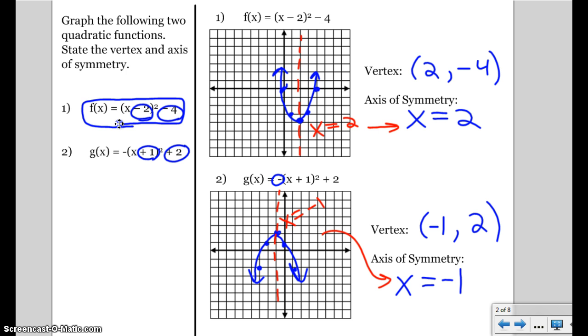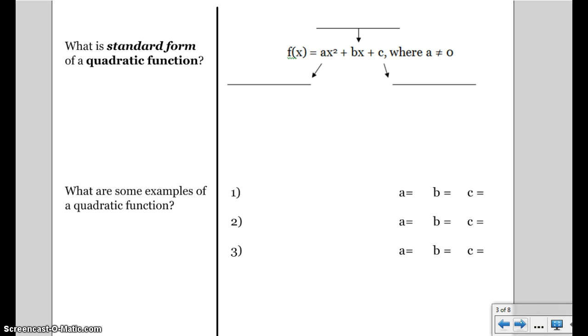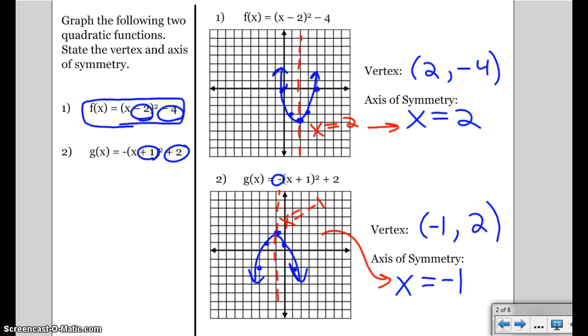This is what you were doing last class, so I'm going to take you a step further. That was vertex form. This one is quadratic function in standard form. And the only difference is that you FOIL it out. So if you look back at the last ones that we just did, notice how these are being squared, right? So if I actually FOILed them out, so let's say I take number 2 here, negative, and then I have x plus 1, multiplied by x plus 1, and then I have this plus 2.